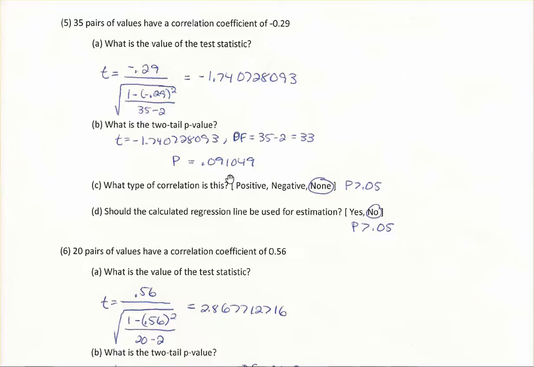So based on that p-value, what type of correlation is this? Well, that p-value is greater than 0.05, so it's not a correlation, so it's a none. And should the calculated regression line be used? Nope, because the p is greater than 0.05.